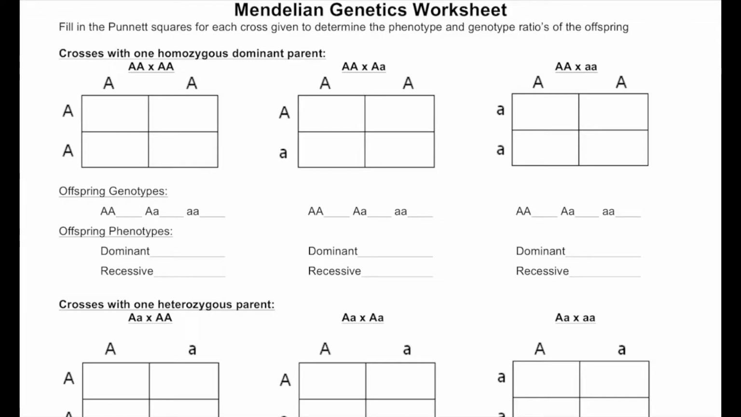Your next worksheet is the Mendelian Genetics worksheet, where you have quite a bunch of practices. So by the time you finish with this, you should be a pro.